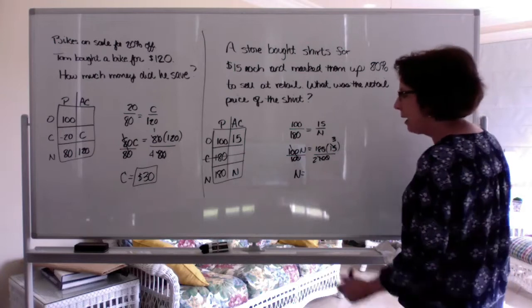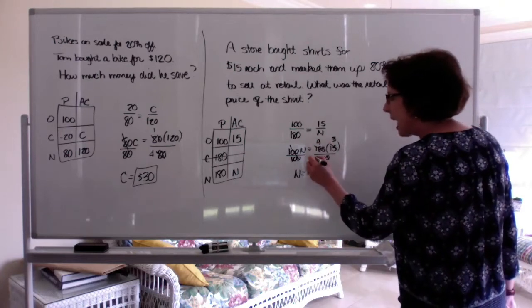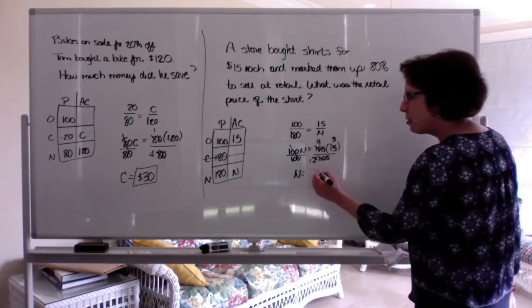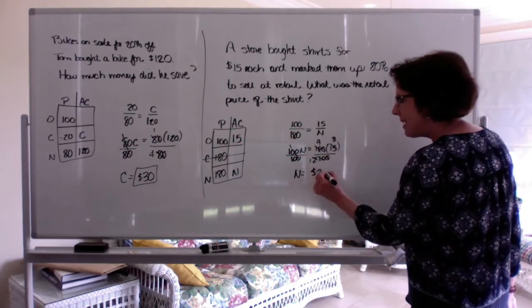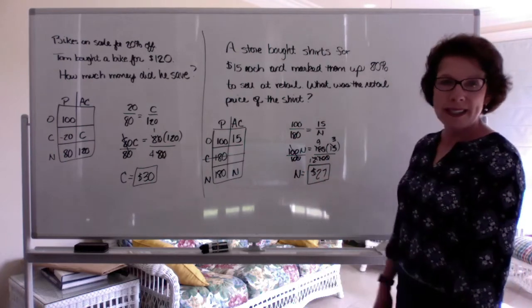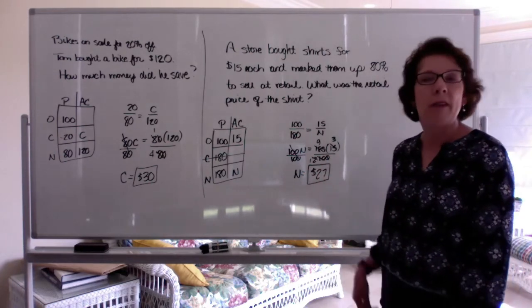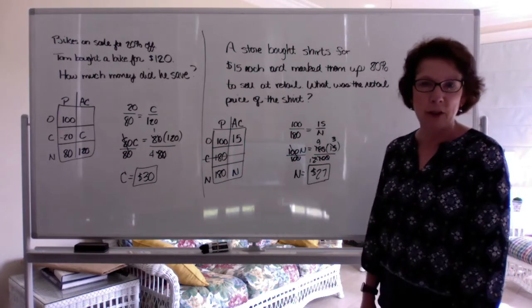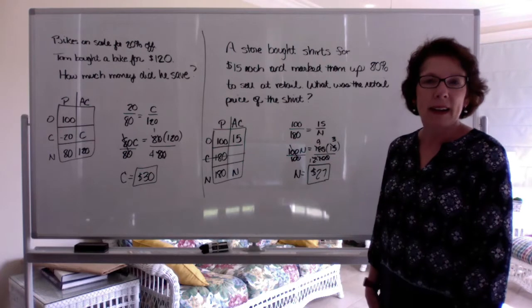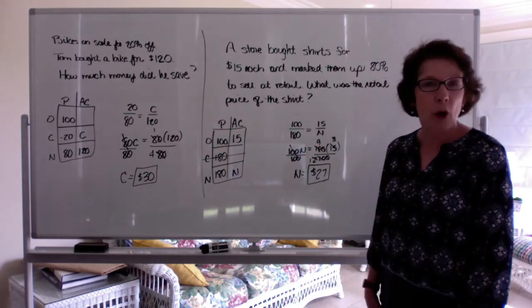I'm a cancel queen today. 18 over 2 is 9 over 1. And what am I left with? 9 times 3 is $27. You and I are going to pay $27 for a shirt that they bought for $15 from the factory. But that's how Old Navy makes money. And that is how we do an OCN problem.